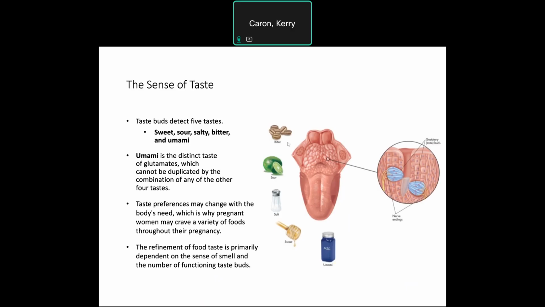I think previously they used to believe that there were 4 tastes possible, and then they realized this is its own unique taste. Taste preferences change with the body's needs. Pregnant women crave different foods through pregnancy. And the refinement of food taste is dependent on the sense of smell and the number of functioning taste buds. So we need good functioning taste buds and a good number of them, and also a good sense of smell in order to taste.